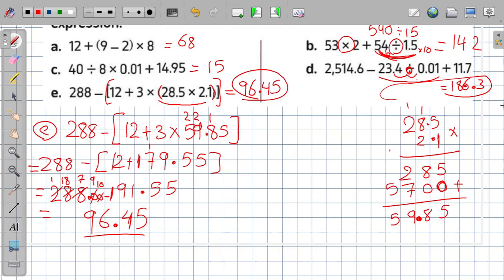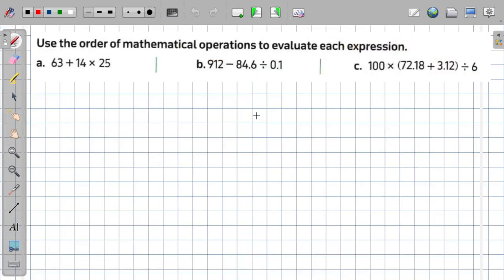Okay, let's do another one. I have 63 plus 14 times 25. So I have addition operation and multiplication operation. So I will do the multiplication first. So I have 14 times 25. So I have 25 times 14. So it will be 4 times 5 equals 20.